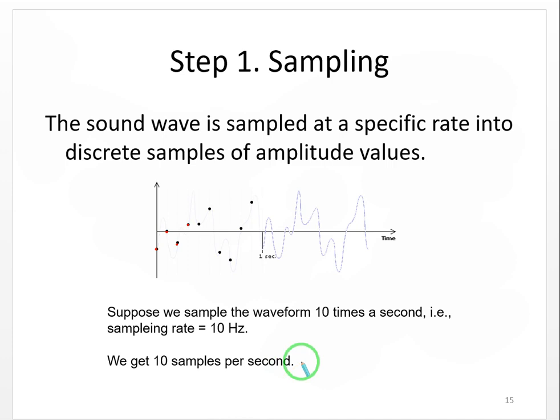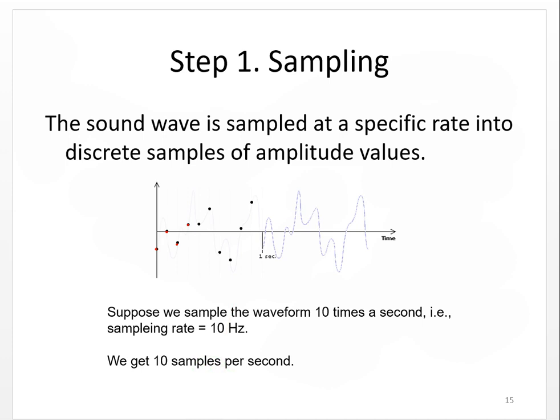Now in this picture, you can see a clear view of the samples. Again, the sound wave is sampled at a specific rate, giving discrete samples of amplitude value. The supposition was 10 samples and the sampling rate was 10 hertz, so it means 10 samples per second. From this point to this point is 1 second. How many samples do we have? 10. So the sampling rate is 10 samples per second.